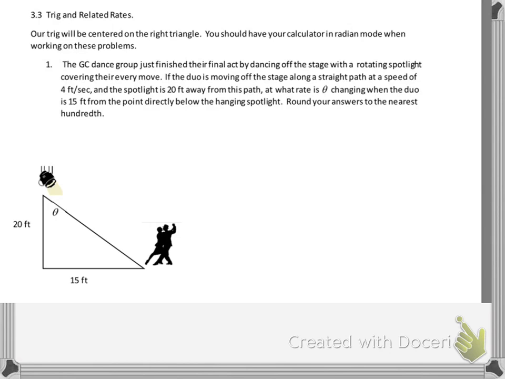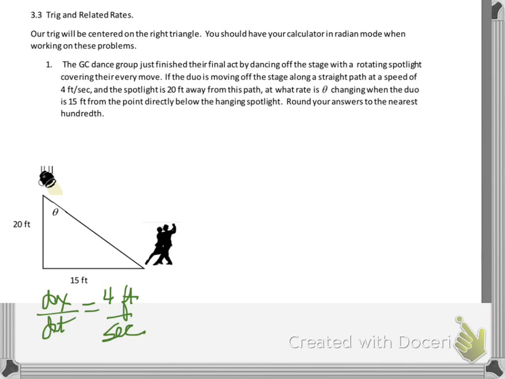It says the GC dance group just finished their final act by dancing off the stage with a rotating spotlight covering their every move. If the duo is moving off the stage along a straight path at a speed of 4 feet per second. So what is that they just told us? That is dx/dt, and it is 4 feet per second in the positive direction because that x is getting larger. Okay, and the spotlight's 20 feet away from their path. Okay, that means y is 20.